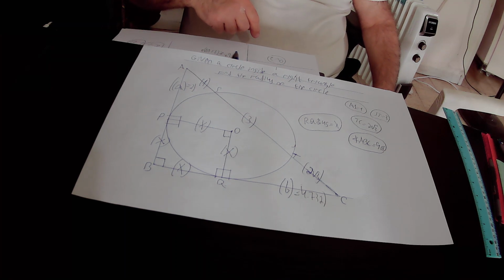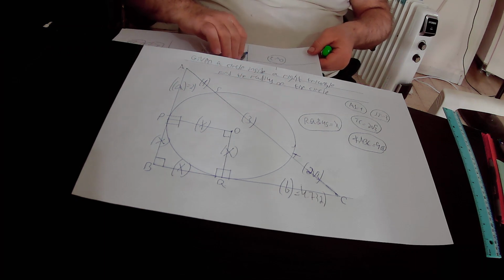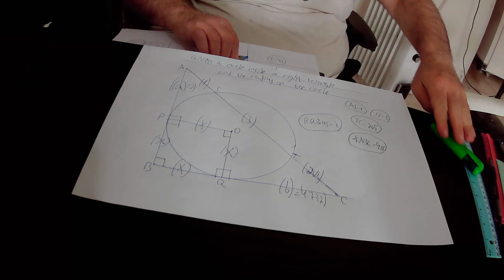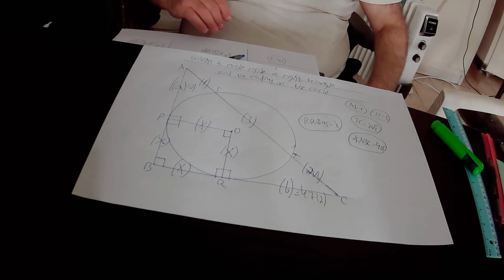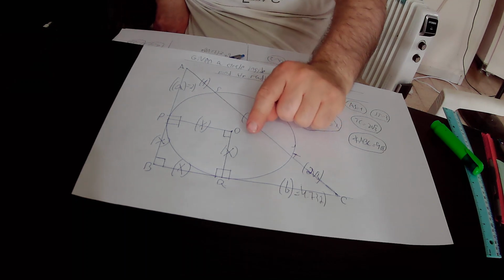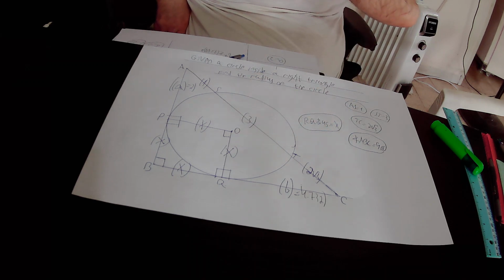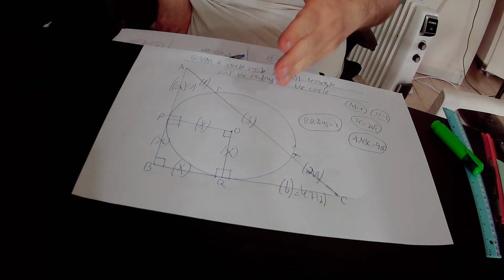So, what is the definition of line segment OQ? Line segment OQ starts from point O, the center of the circle, and ends at point Q, a point on the circle itself. So this is exactly the definition of a radius. Therefore, OQ is the radius of this circle, equal to x according to our definition. We implemented rule 1 here.